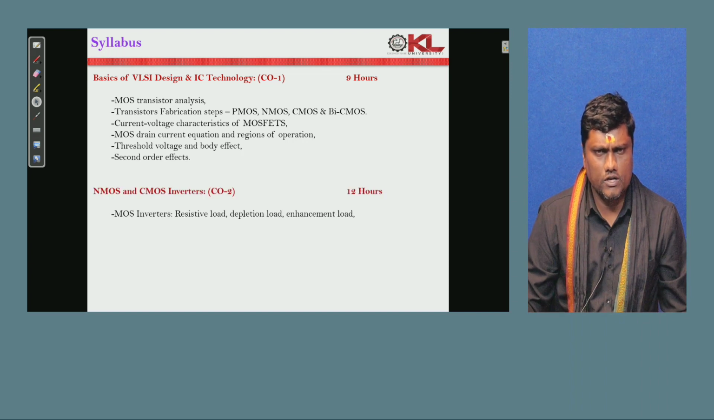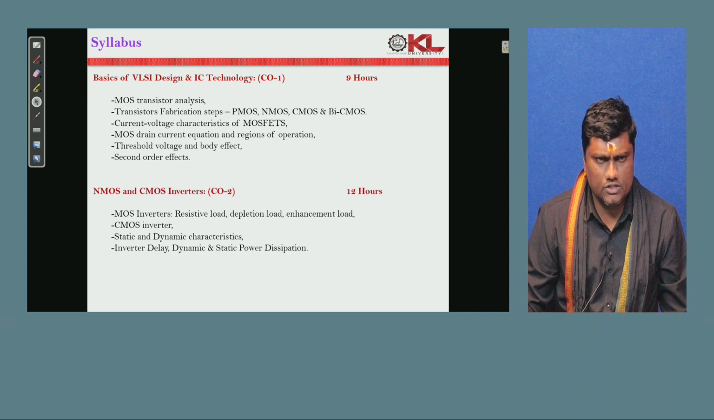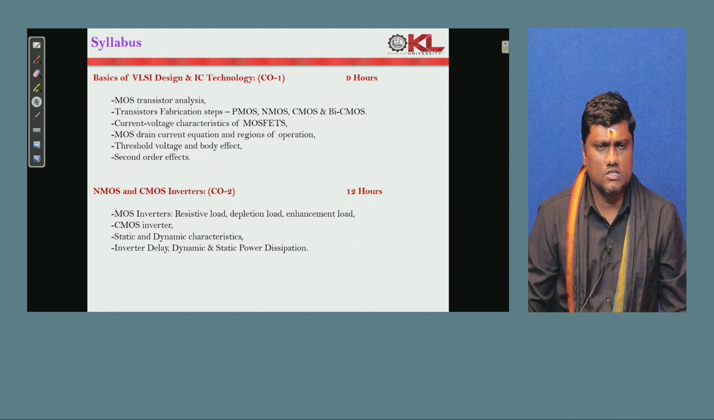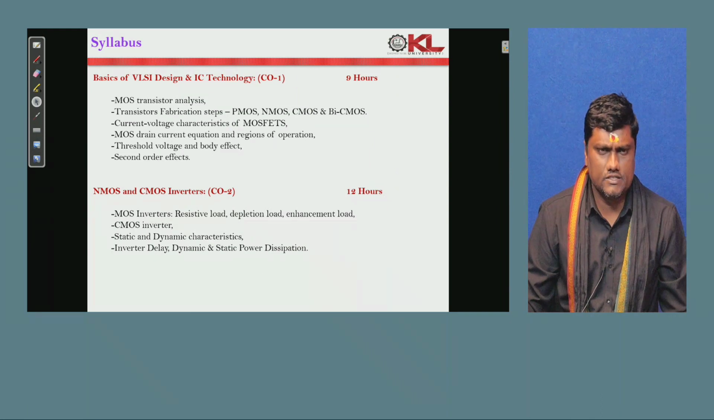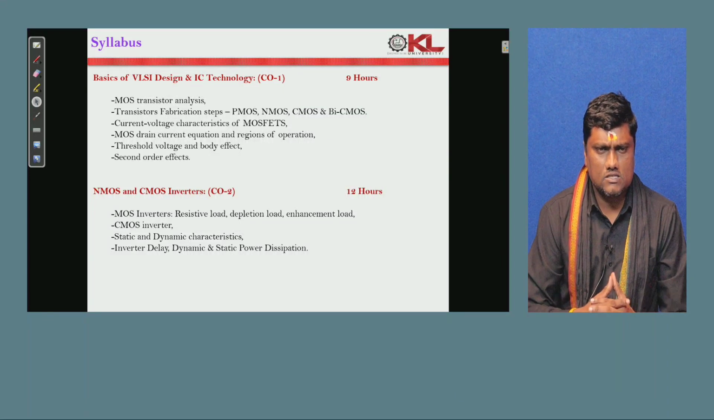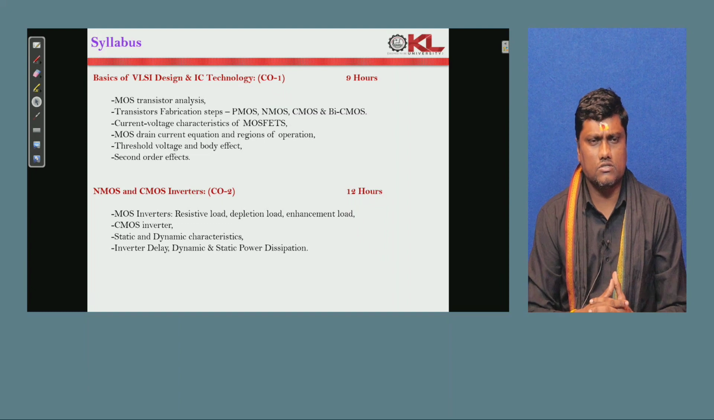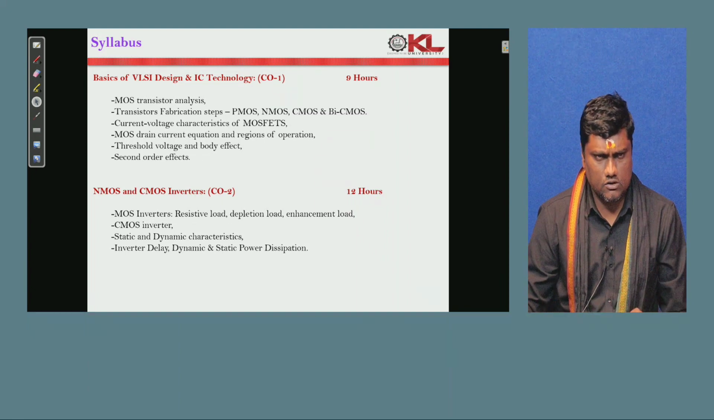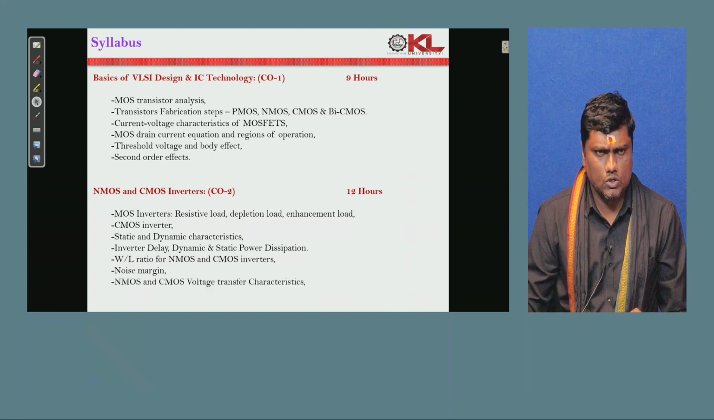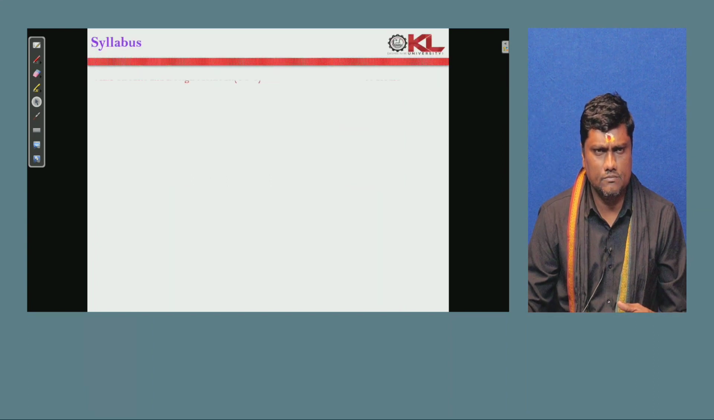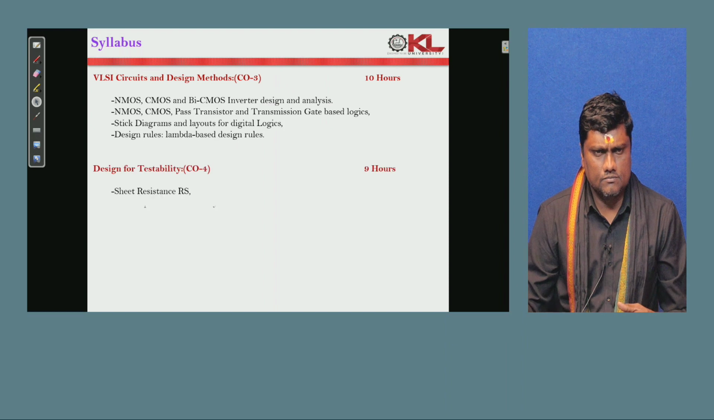We have CO1, CO2, CO3 and CO4 in this course. I am going to discuss three topics from CO1. The first topic is the introduction to MOS transistor and its description. The second topic is MOS transistor device characteristics, and the third one is the fabrication process of CMOS technology and also MOS transistors. So this is the syllabus of the four COs, CO1, CO2, CO3 and CO4.